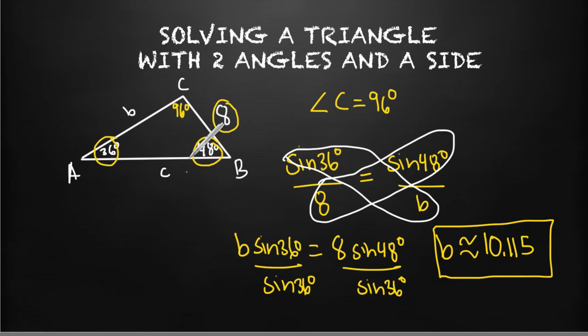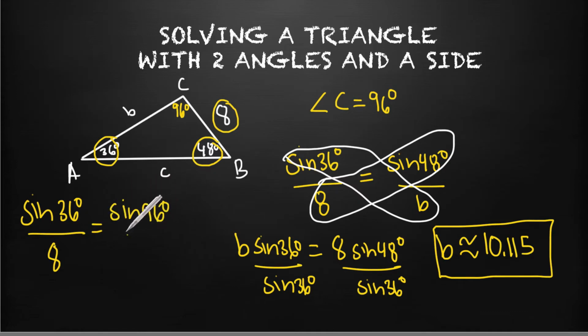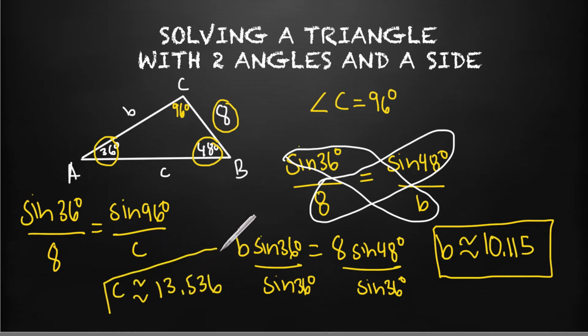And so now we're going to get side C. So we are going to say sine of angle A, which is 36, once again, over 8, is equal to the sine of angle C, which we now know is 96, over side C. Cross multiply, and you will get C equals 13.536. Make sure you work that out on your calculator and make sure you can get those answers.